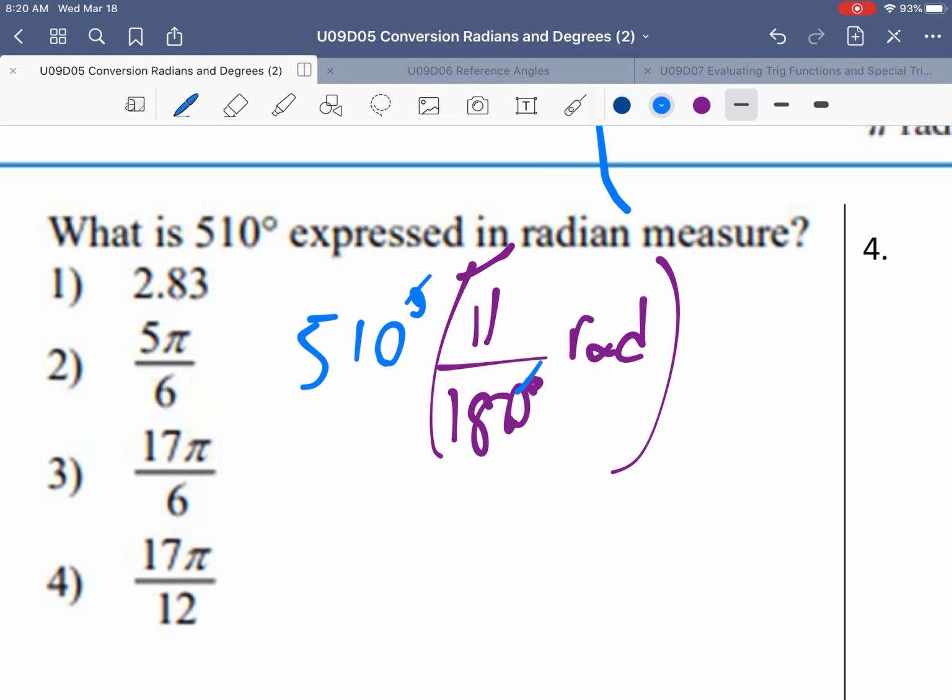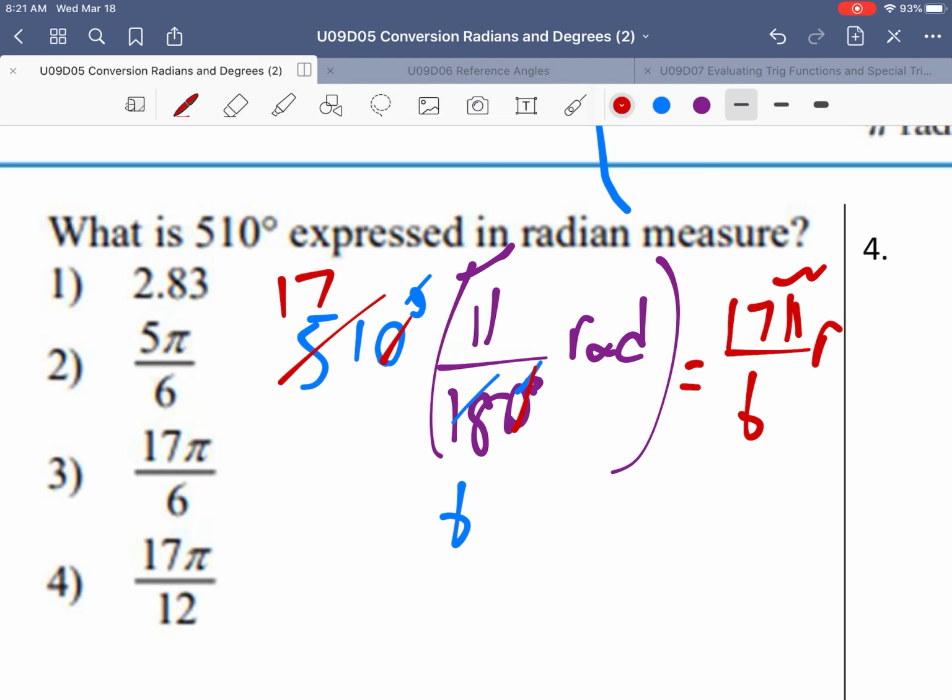I have some idea what the numbers could be because I can see the answer choices here. But 180 divides by 2, and so does 510. What can I divide by? Well, I can cancel out the 0 because they're both divisible by 10, and then 3 goes into 51 and it goes into 18. So 3 will go into 18 6 times, and 3 will go into 51 17 times, leaving us with 17 times pi, which is 17 pi over 6 rad, which we can see is choice 3.